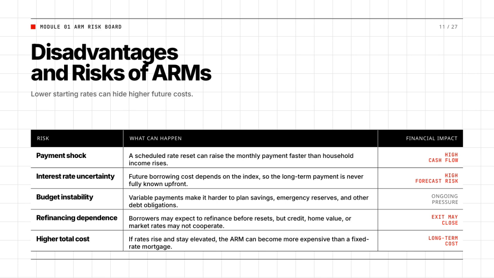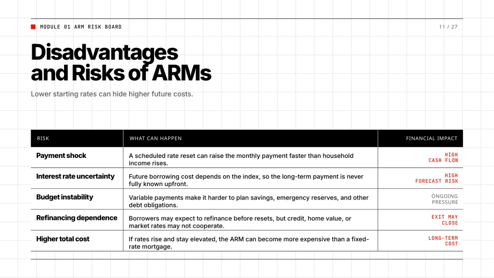While ARMs often start with lower initial rates, this can be misleading because future costs may be significantly higher. One major risk is payment shock. When a scheduled rate reset happens, your monthly payment can jump quickly, sometimes outpacing your household income. This creates high cash flow pressure, making it tough to manage your monthly budget.